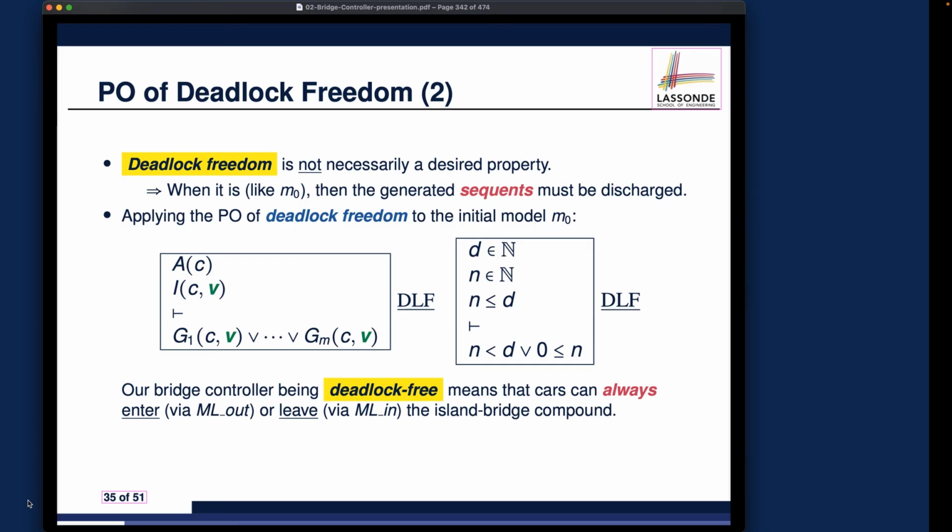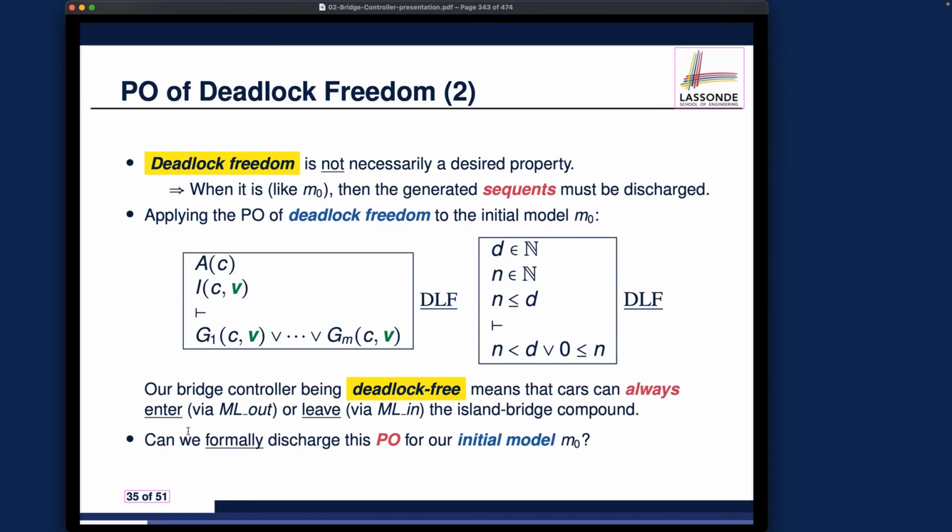Let's go back. Here is a question: can we formally discharge this proof obligation for our initial model M0 with respect to deadlock freedom? Can we discharge this? Before that, you can definitely think about how you may sketch the proof. Are the example inference rules that we have covered so far enough for you to discharge this particular sequent? You can think about it, and if not, you can watch the next video to see some hints from me.